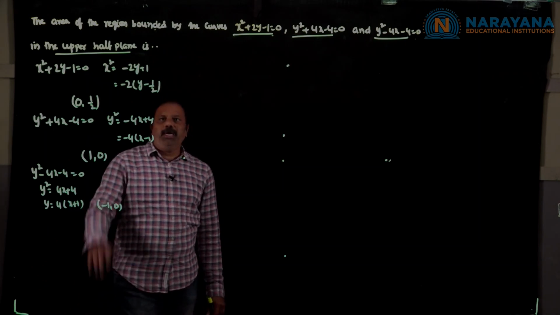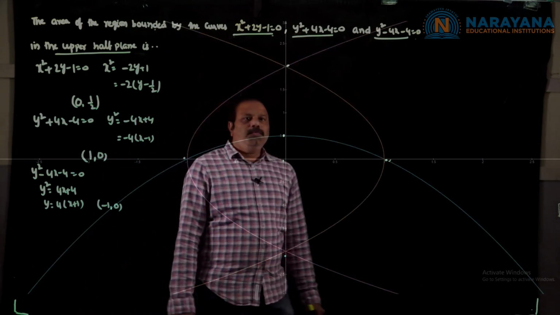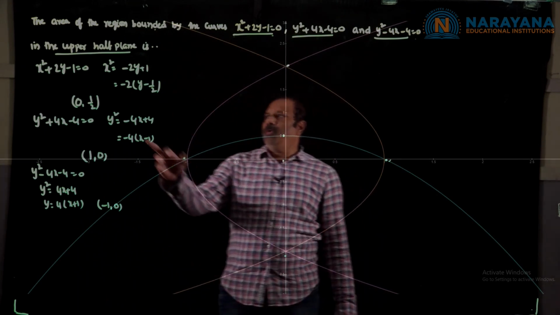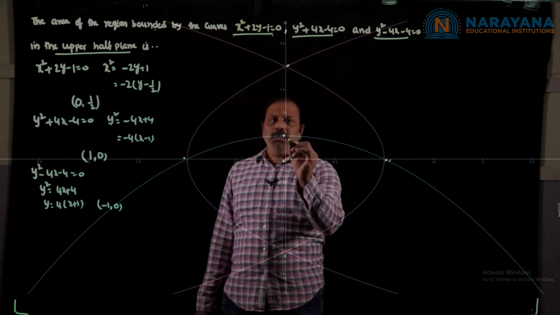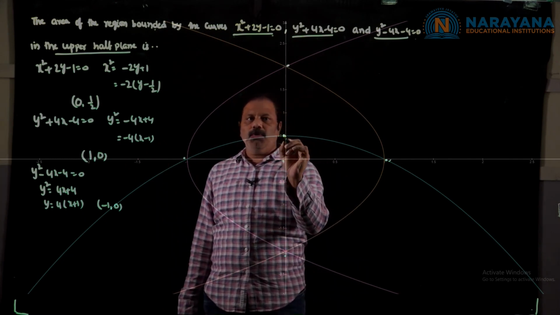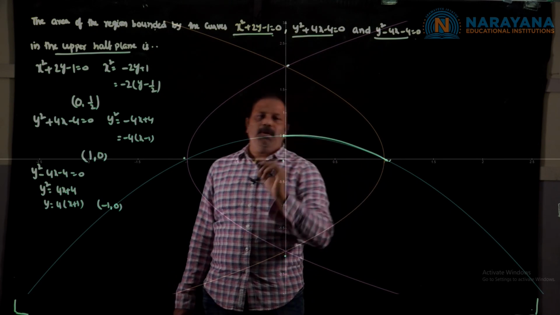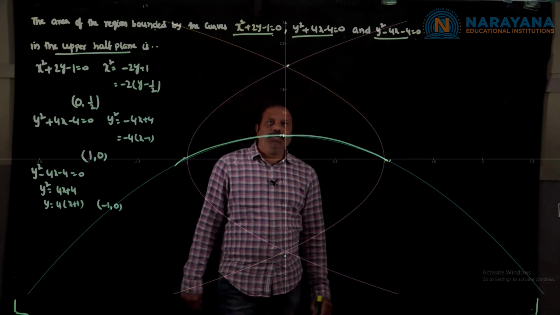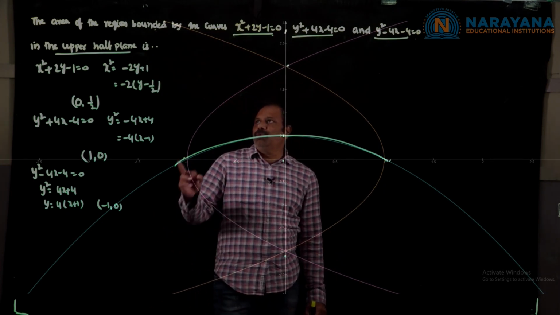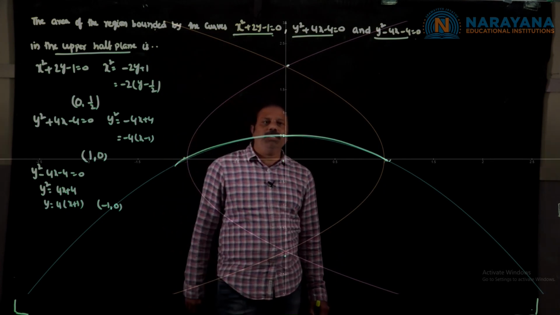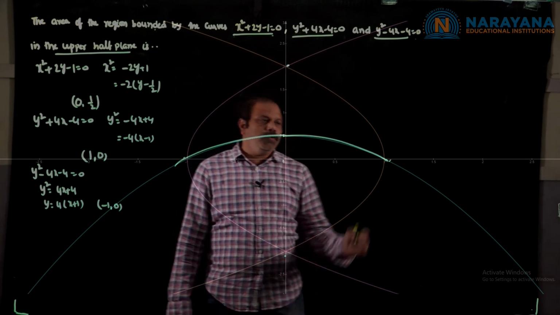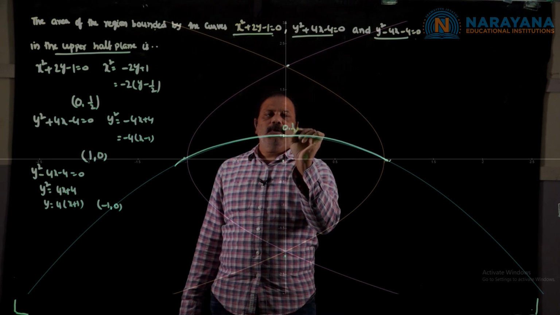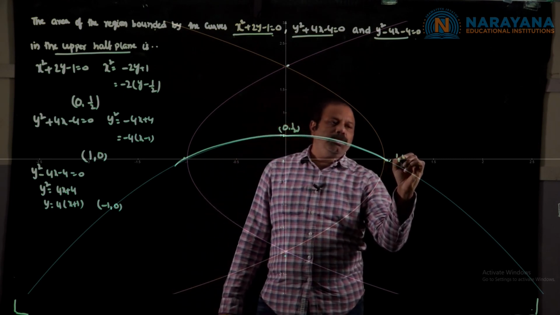Let us study the diagrams now. These are the three diagrams. The first parabola is a downward parabola whose vertex is at 0 comma 1 by 2. Now the second parabola, y squared equals minus 4 times x minus 1. This parabola has its vertex at 1 comma 0.